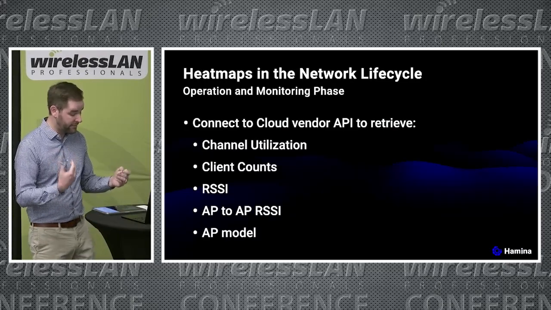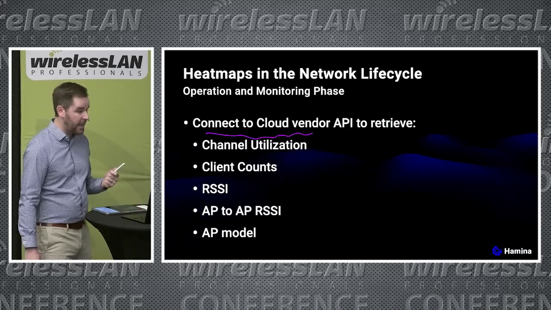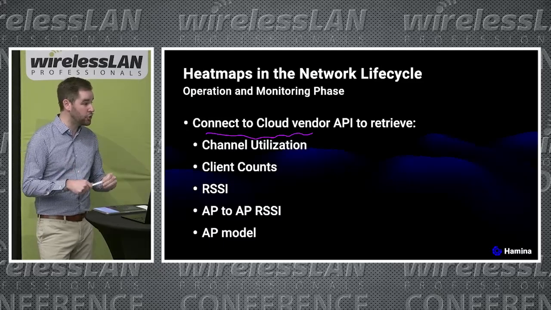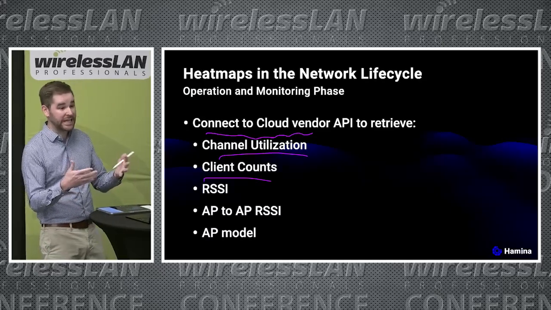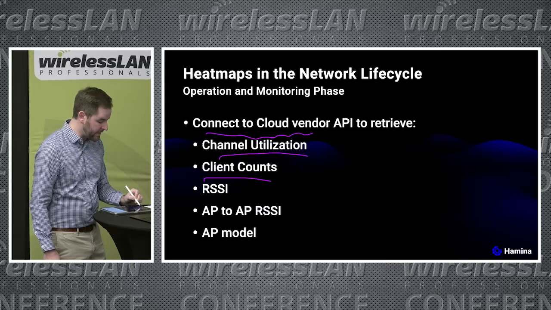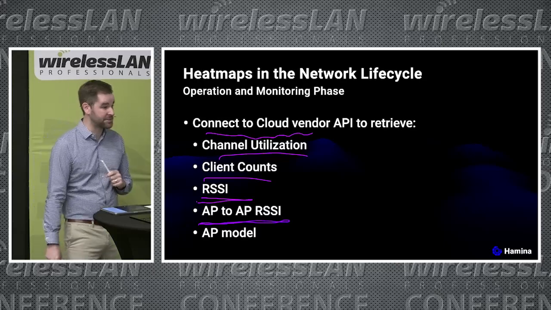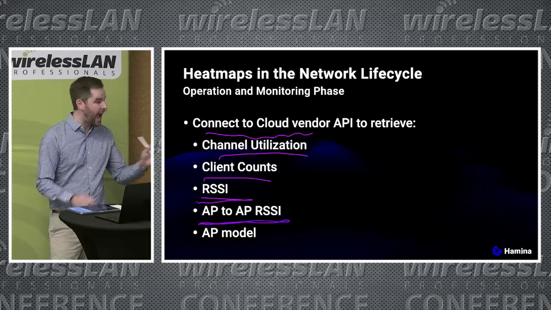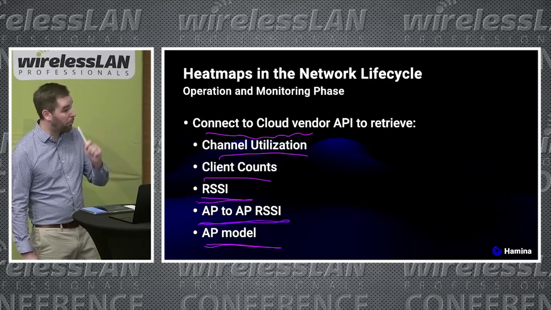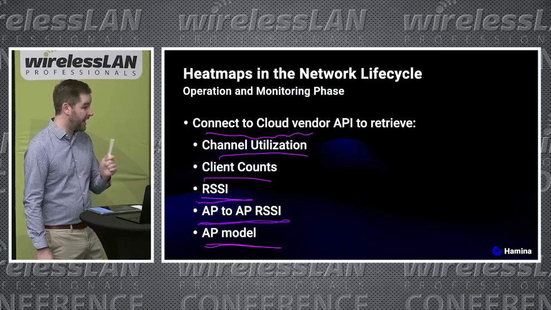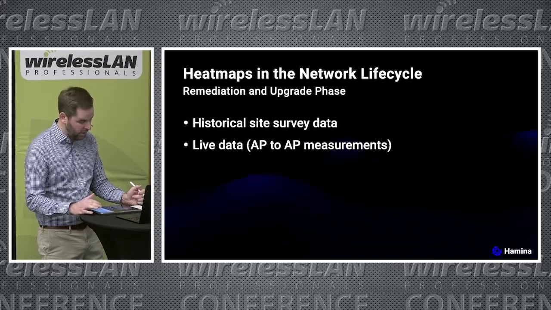And a way that we at Hamina have found to do this is we can just connect to a cloud vendor's API, and we can pull data out of that API and use that data to inform the model. We can get things like channel utilization. We can get client counts. How many clients are associated to each radio? We can get the RSSI of the clients, and we can get the access point to access point RSSI. That's a really, really big one. We can look and see how all the different APs see each other, and we can also get the access point model and how it's oriented. That's really important, and I'll talk about that a little bit more later on.